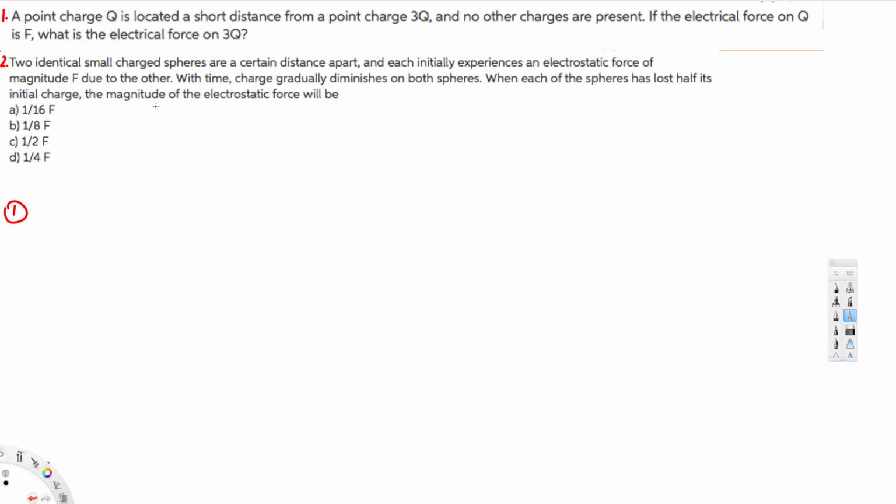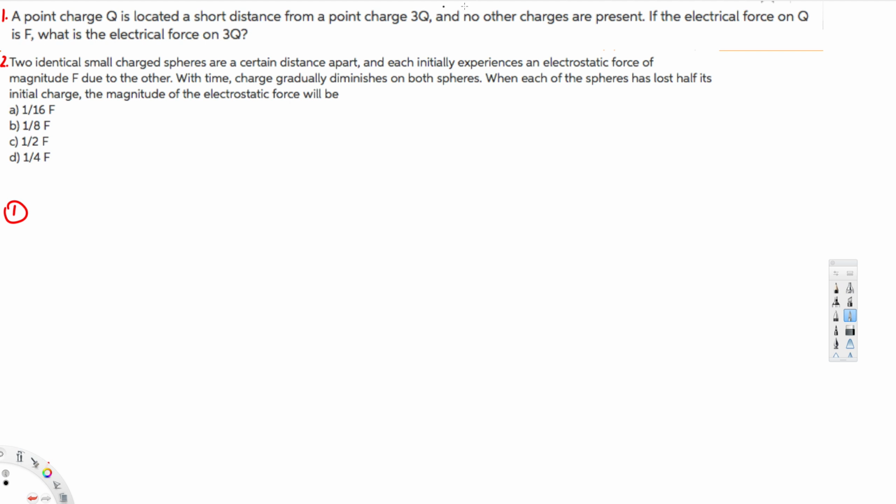Since q's electrical force is F, the 3q is going to have electrical force in the opposite direction but the same magnitude. It's according to Newton's third law, right? Every action has an equal and opposite reaction. So that's what we are going to apply right here.